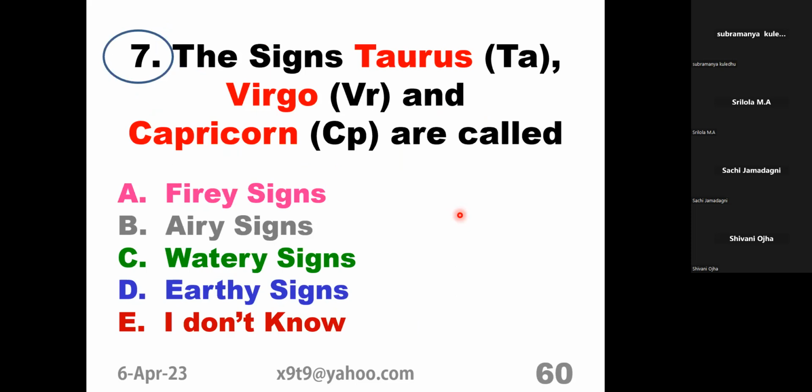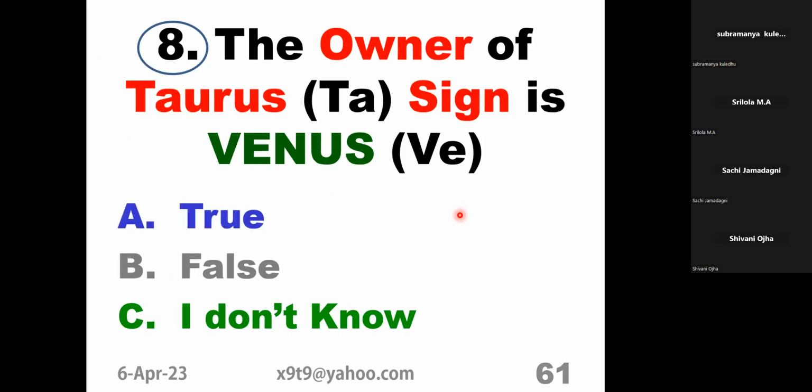Signs Taurus, Virgo, Capricorn are called what type of signs? Capricorn. Fiery? No. See, from Mesha we start fire, earth, air, water. So it will be Bhutatva. Owner of Taurus sign is Venus. Shukra. Venus. Owner of Taurus is Vrishva. Is it true, false, or I don't know?